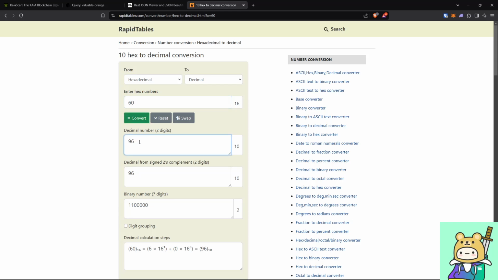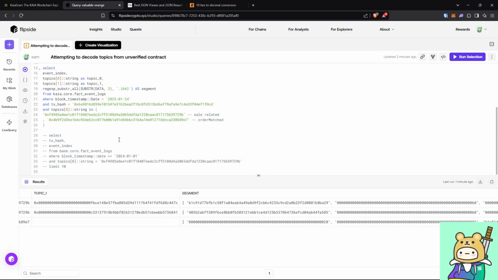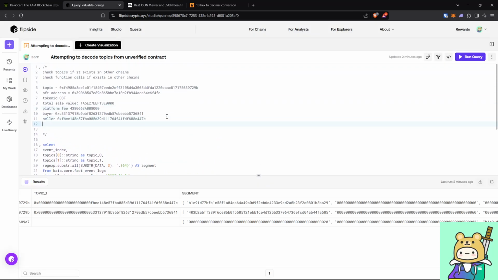It's 96. 96 divided by 32 is 3. So skip the first 3, that is 1, 2, 3, and this first line tells us 1. I don't know what this 1 means. It could be like 1 NFT, and then the rest is the parameters. So let's just note that down somehow. Maybe I'll note it down here.